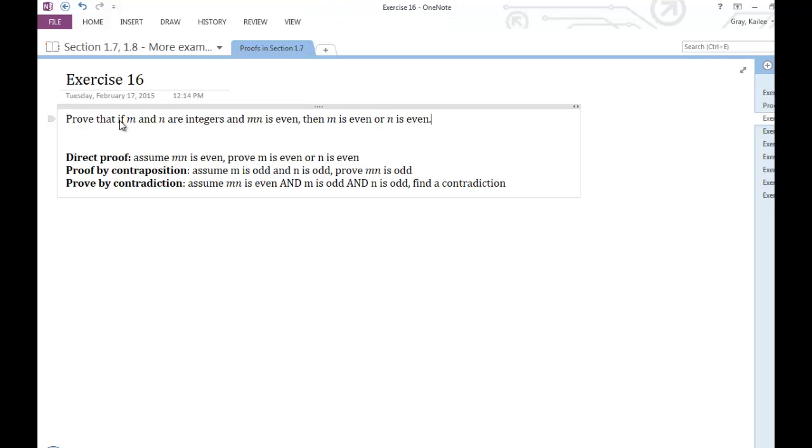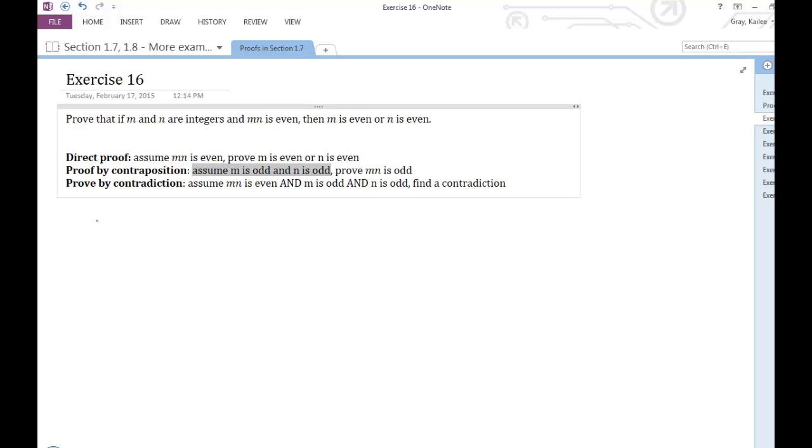If we were to do a direct proof of this if-then statement, we'd start by assuming the hypothesis. So we'd assume mn is even and prove that that means that m is even or n is even. We could totally do that proof. And we could do a proof by contraposition. We'd assume the negation of the conclusion. Now the negation of this conclusion is kind of tricky to wrap your head around. The conclusion of this implication is m is even or n is even.